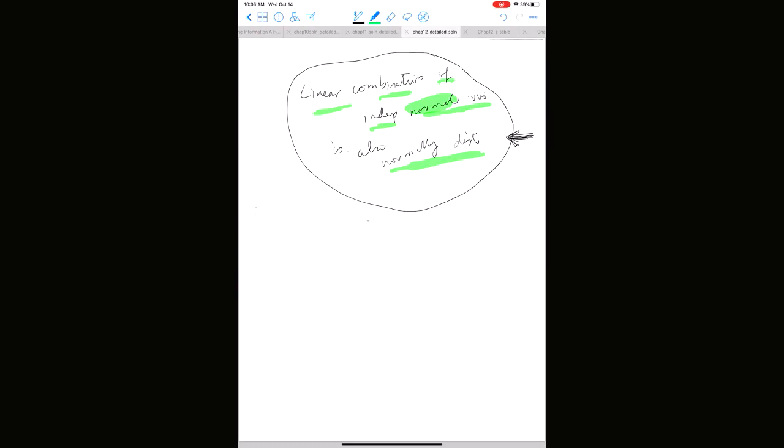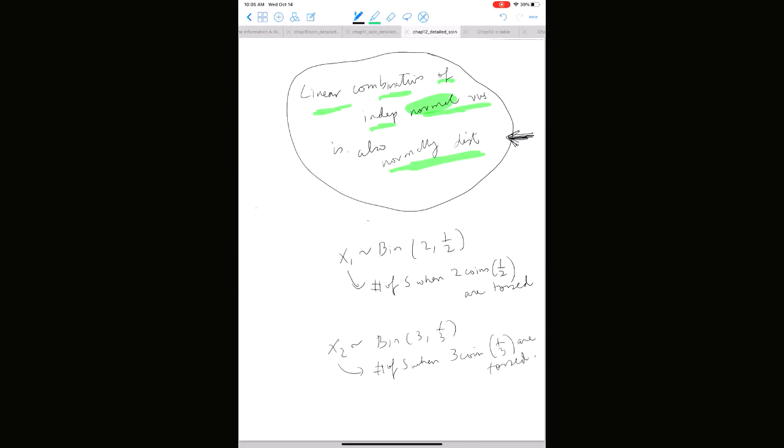To give you an example, if I have x1 which follows binomial 2 1/2, what is this? Let's say this is the number of successes when two unbiased coins are tossed. Okay? And let me have another random variable x2 which is binomial 3 1/3. What is this? Which is the number of successes when three coins with probability 1/3 are tossed. Okay? So I have two random variables x1 and x2 which are as follows. Now from here, can I say x1 and x2 shall also be a binomial distribution with some n and some p?